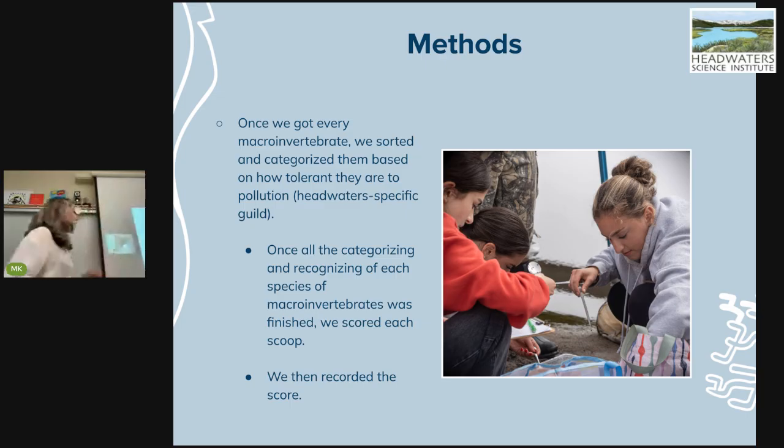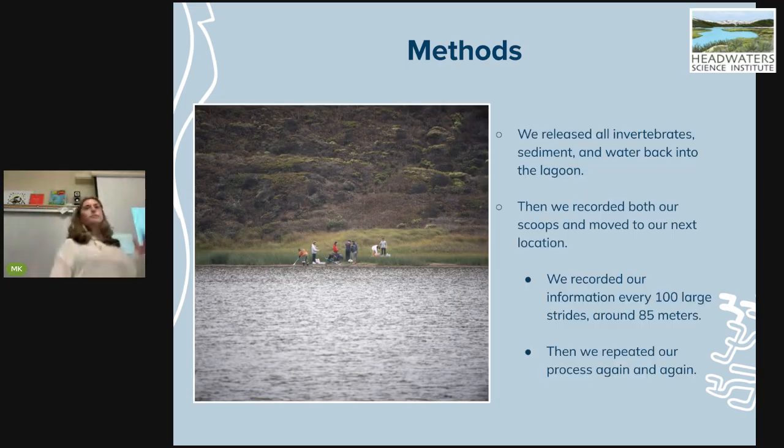Though many of the bugs and macroinvertebrates we found were not on the score sheet, which was one of our caveats, which we'll explain later. But most of our locations had a very low score due to not finding that many macroinvertebrates because of that. So this was pretty much just our results and how we did it. Again, 10 large strides, 85 meters. We repeated this process at 5 locations, but if we could have done more, we would have, because that would have helped our data as well.